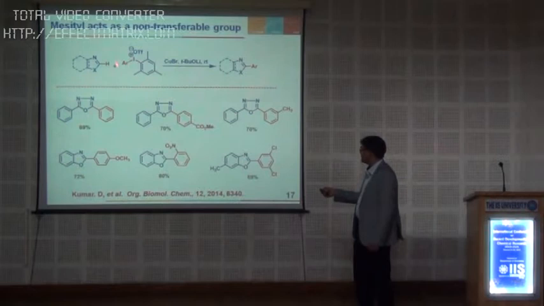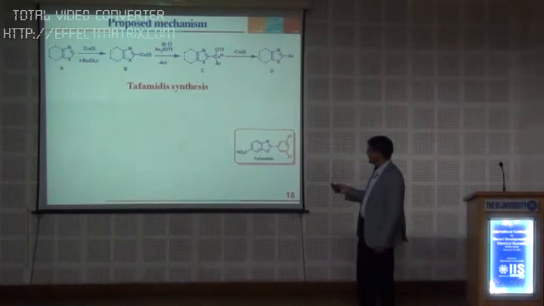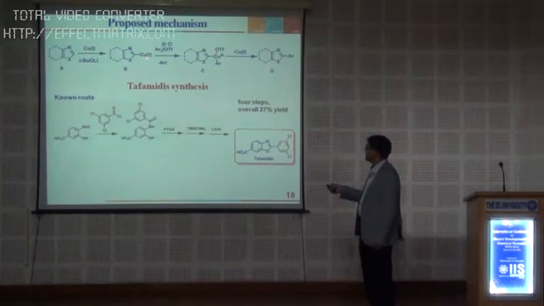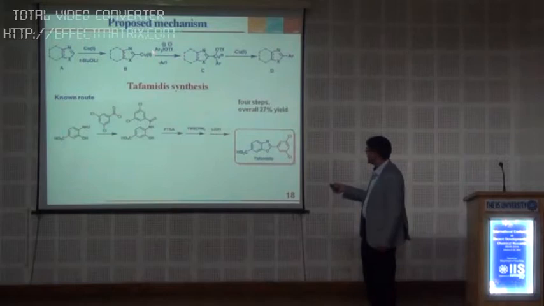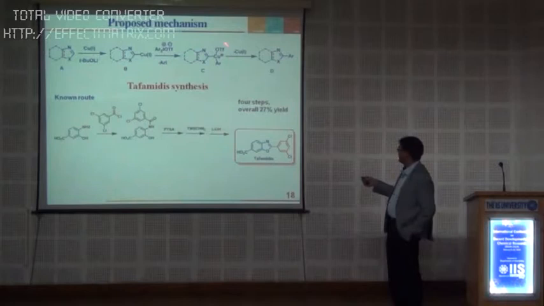Now what happens is that initial deprotonation with copper forms a copper azolyl copper(I) species, which undergoes oxidative addition to these diaryl iodonium salts, generates this reactive copper(III) species, which undergoes reductive elimination to then regenerate this copper(I) and the corresponding arylated azoles.